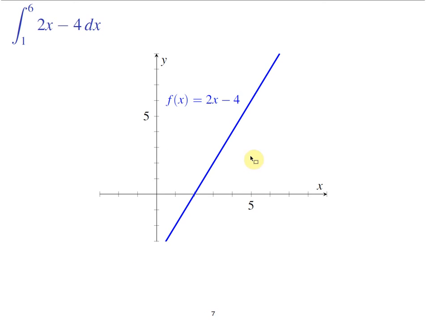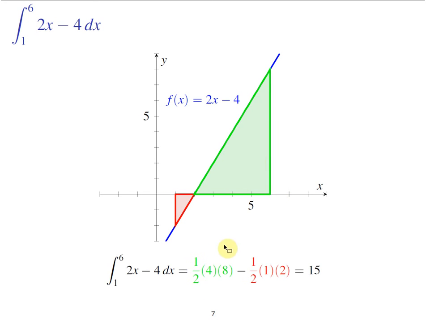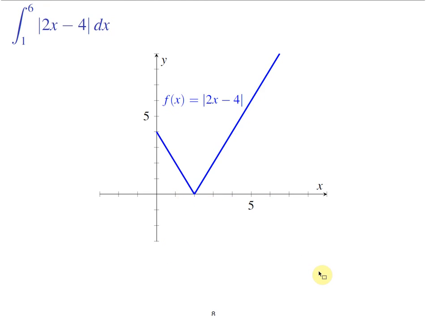The next example is quite similar. We're going to look at the graph of y is equal to 2x minus 4, from x equals 1 to x equals 6. There's two regions. There's one negative region right here and one positive region there. I went ahead and computed the area of the positive region using the area formula for a triangle, width of 4 and a height of 8 along there. And this negative area triangle has a width of 1 and a height of 2. So you get a total area of 15.